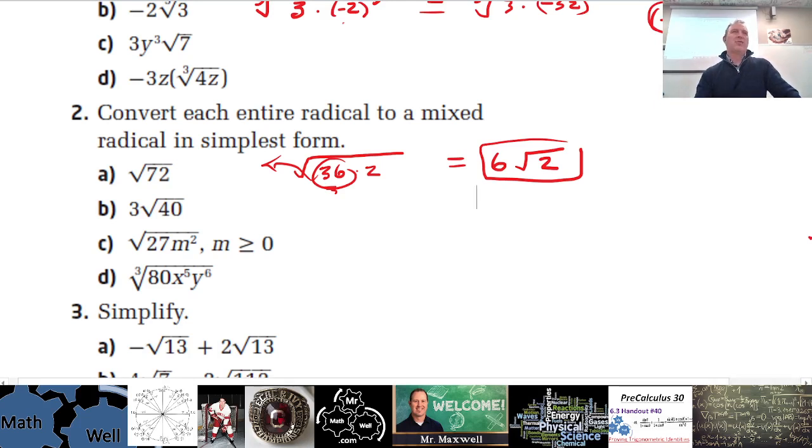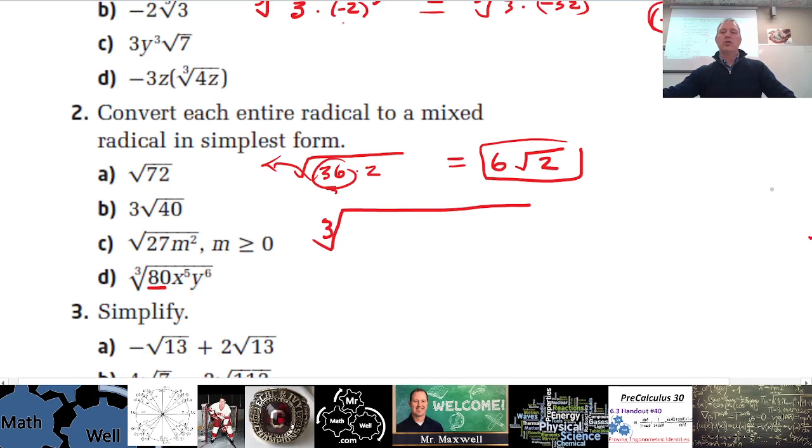I'm going to do D as well. It's pretty tough. That's a tougher one, so that you might be more interested in D. The cubed root of 80 times x to the 5th times y to the 6th. So with numbers, again, with numbers like 80, you want to find a factor of 80 if possible that's a perfect cube.